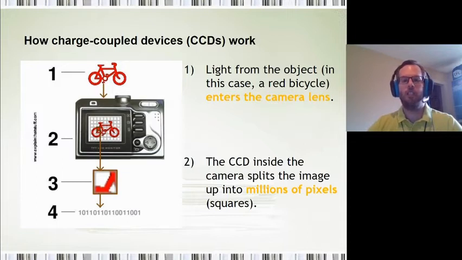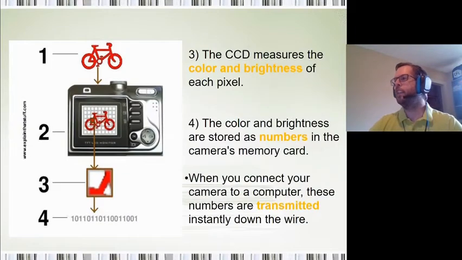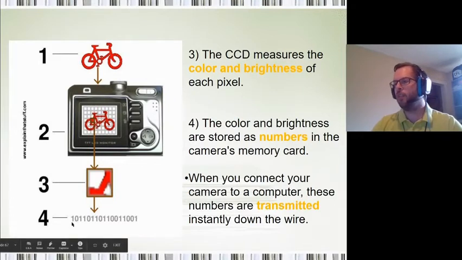And when light strikes each pixel, the CCD for that pixel measures the color and brightness of the light, thus assigning at that particular point in time, automatically, its coordinate number, its color, and its brightness, stored as numbers in the device's memory card. And then this information is basically ultimately converted into a series of ones and zeros.